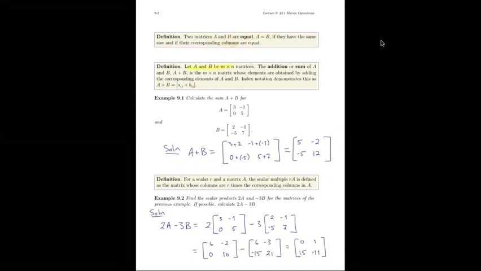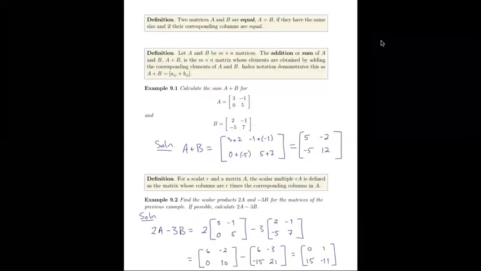Let A and B be two m by n matrices. The sum of A and B, denoted A plus B, is another m by n matrix. It's important to note that its elements are obtained by adding the corresponding elements of A and B. So the same way we added vectors would be the same way that we add matrices. So in this example, they ask us to add A plus B, where we're given a matrix A and a matrix B. First, we note that both matrices are 2 by 2, so they match in size. So we can actually add them together and get a 2 by 2 matrix as a result.